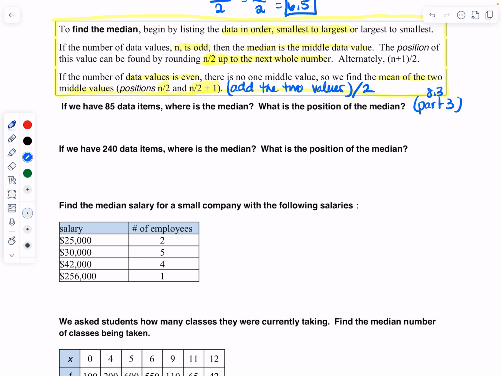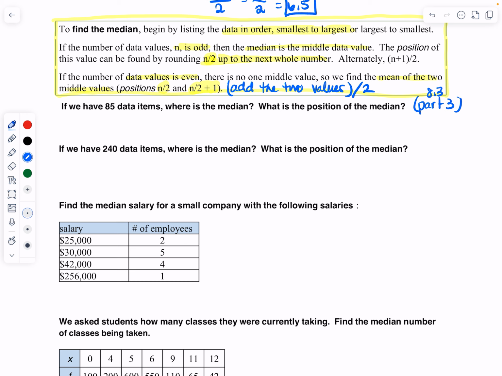This is the third video in section 8.3. In the last video, if you didn't watch it, please go back and do so, because we talked about how to find the median. If the number of data values n is odd, we take n divided by 2, and that gives the position in which the median is located. But remember, we have to round up to the next whole number. So n divided by 2, round up to the next whole number.